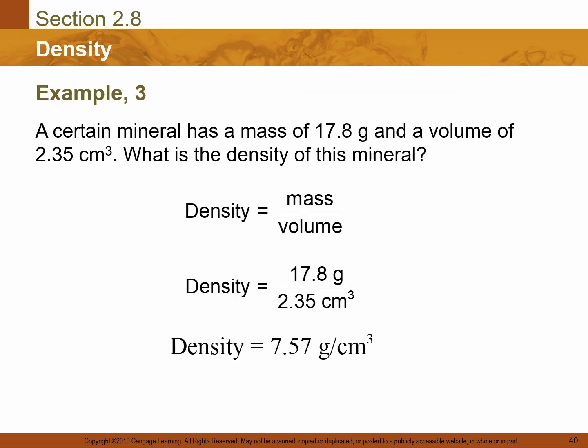Alrighty, let's look at this example. A certain mineral has a mass of 17.8 grams and a volume of 2.35 centimeters cubed. What is the density of this mineral? Remember that density is mass over volume, and we are given both a mass, 17.8 grams, and a volume, 2.35 centimeters cubed. If I do that math, I get 7.57 grams per centimeters cubed, and I would have 3 significant figures. So my final density reported would also have those 3 significant figures. Remember that is because we are dividing, and we would go with 3 significant figures. They both have 3 significant figures. There's nothing to figure out there.